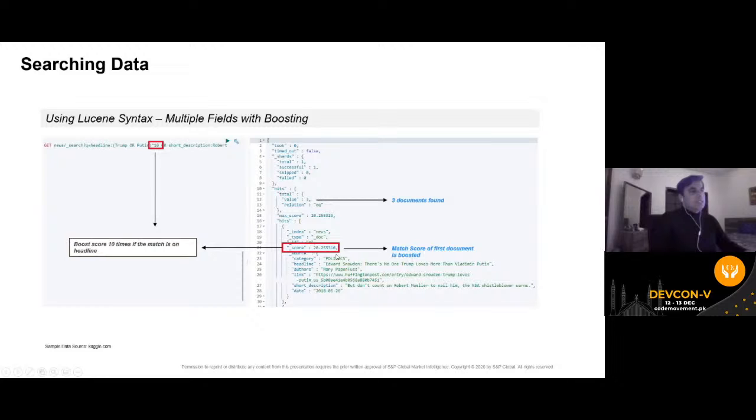And you see that as compared to the previous example, the match score in the previous slide was 3 point something, and now we are getting a match score of 20. Why? Because the headline has both Trump and Putin in it, and there is an extra boost of 10 times on this field. Again, the same number of documents are found, but this document got a higher score.